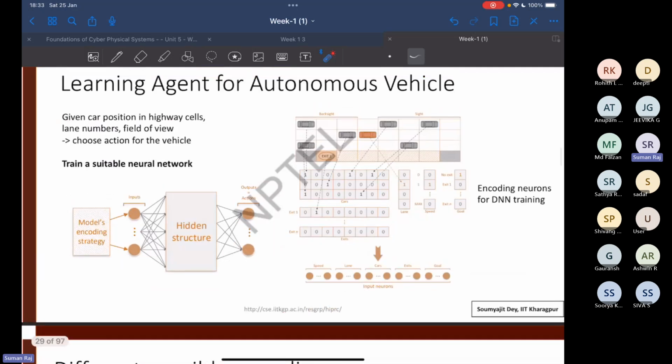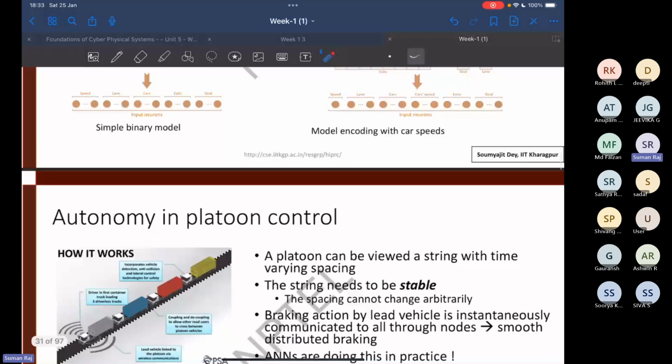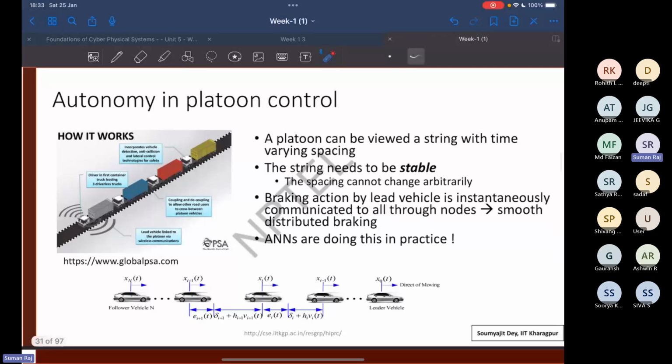There was one important thing that I wanted to discuss. So this is autonomy in platoon control. So what is a platoon, right? This platoon can be viewed as a string with time varying spaces. So let's say you have one vehicle, two vehicle, three vehicle, and the fourth vehicle, right? Over here, this says that the driver in the first container is leading the three driverless trucks. So these three are driverless, and this is the only one that has a driver.